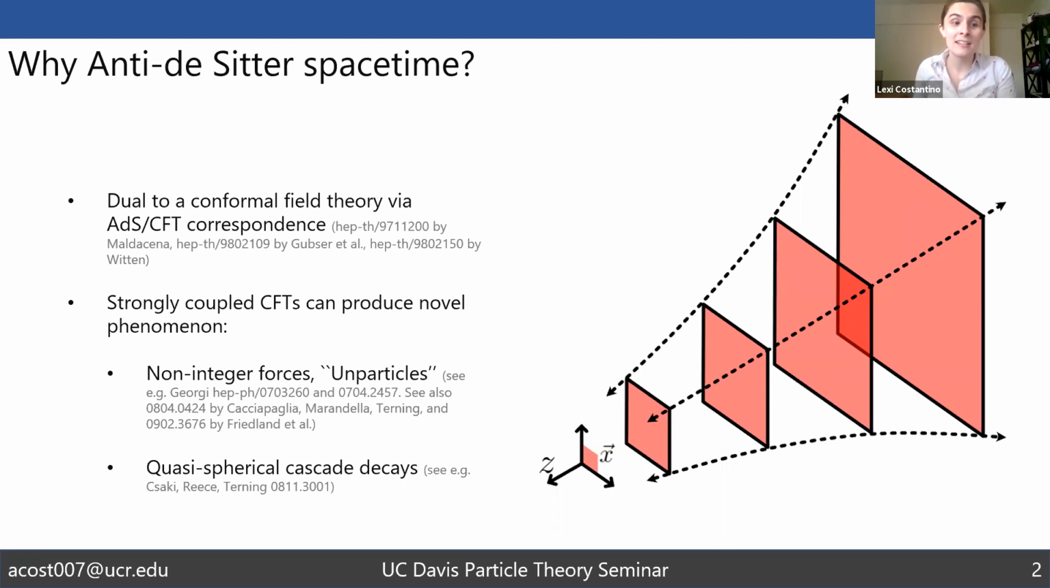In these CFTs, there are a lot of unique and novel phenomena described by these theories, including operators with non-integer dimensions. This gives rise to non-integer forces and other things that don't typically look like the particles we usually see in QFT. In addition, there are things like soft bombs, which are these quasi-spherical cascade decays. In the standard model, we're used to thinking about jets, things that come out back-to-back. But in AdS, things can look a bit different. So if you're interested in unique things, much unlike the stuff we see, this could be interesting.